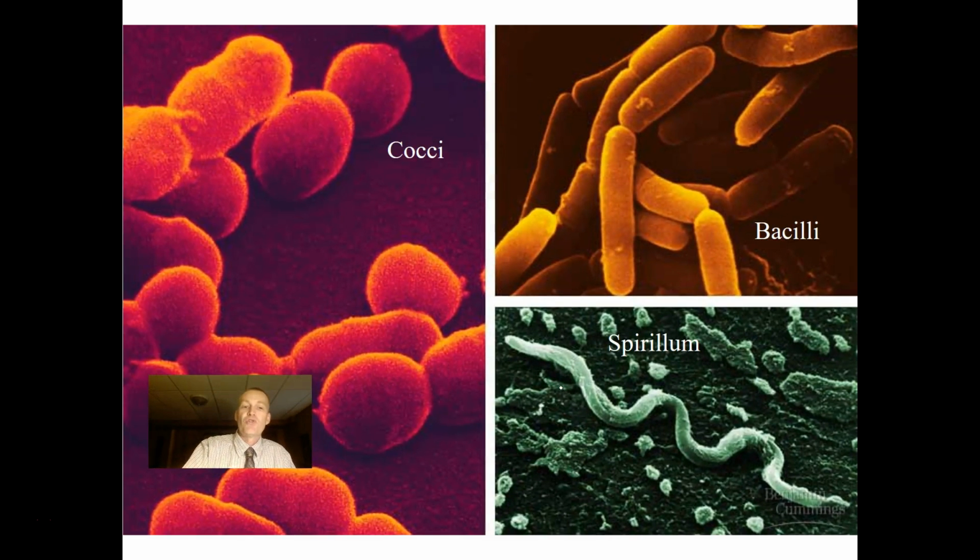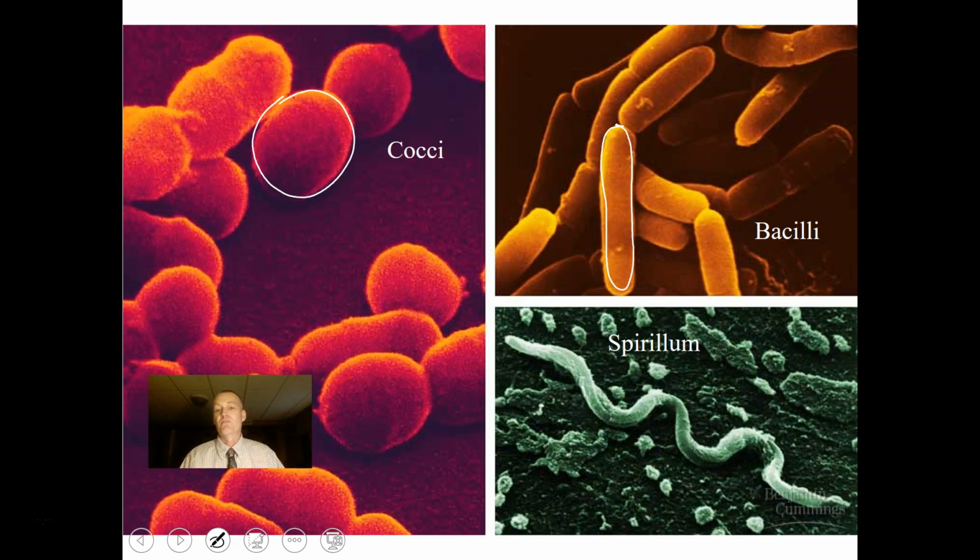Prokaryotes do come in one of 3 shapes. They come in a circular shape, and these are called cocci. They come in what some people describe as a rod shape, and these are called bacilli. And then they come in a spiral shape, and these are called spirilla. Sometimes these are stuck together in chains, as you can see here and here. Sometimes they're individual, and sometimes they're in clusters.